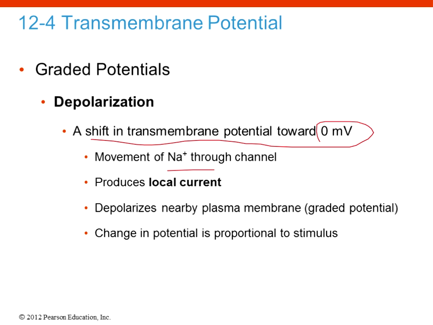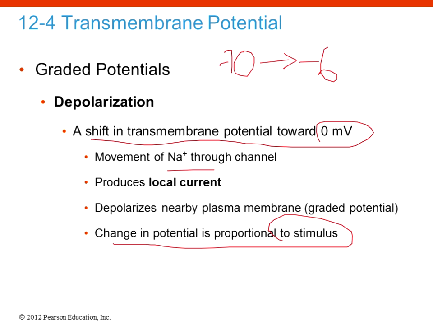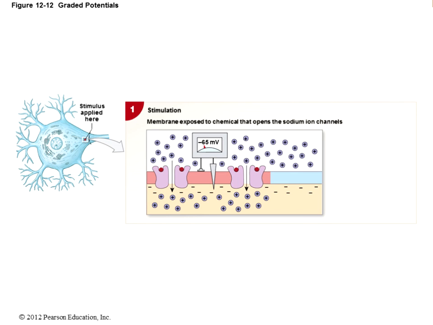Typically, because the movement is positively charged sodium ions through the channel, that depolarizes the nearby plasma membrane, and the change in potential is proportional to the stimulus. So if you don't have a really large stimulus, you're not going to get that much change in voltage. For instance, in a graded potential, you might go from -70 to, let's say, -65. Okay? So you can see it's not a big change in voltage because, again, it's proportional to the stimulus. The smaller the stimulus, the less significant change you're going to have.